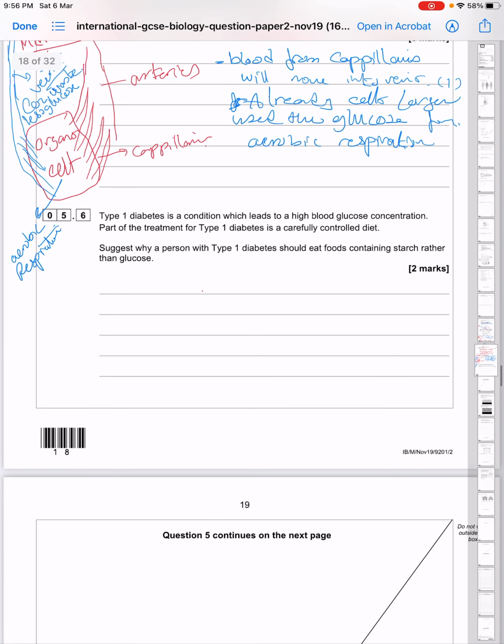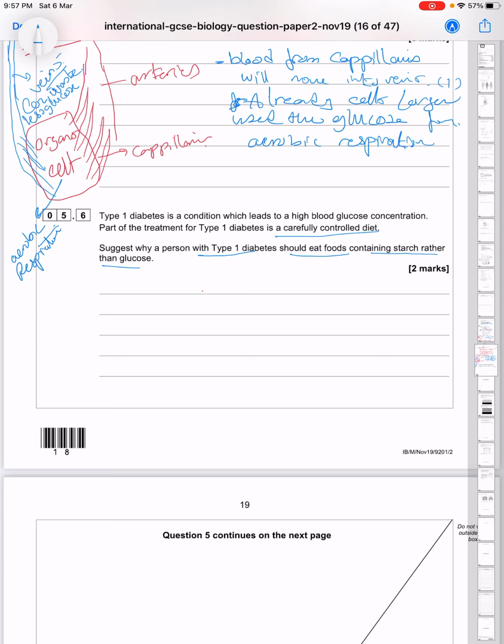Now, last question, 5.6. Type 1 diabetes is a condition which leads to high blood glucose concentration. Part of the treatment of type 1 diabetes is carefully controlling the diet. Suggest why a person with type 1 diabetes should eat food containing starch rather than glucose. And if you have the information that starch is slowly digested to give glucose, while glucose is already in the glucose form, right? So it will raise the blood sugar faster than if these people are eating starch. And this is really the idea of this question. So I'm going to write it down.